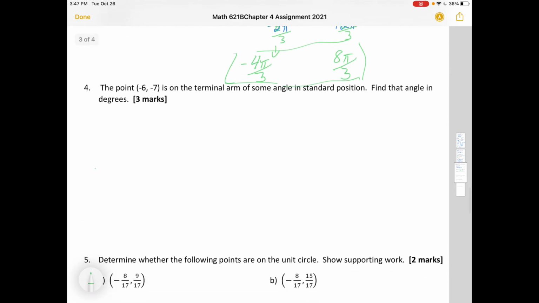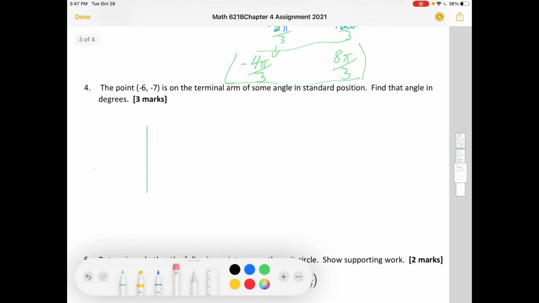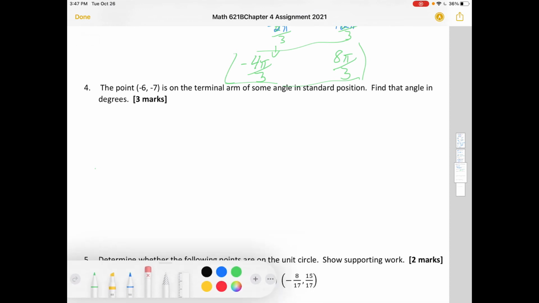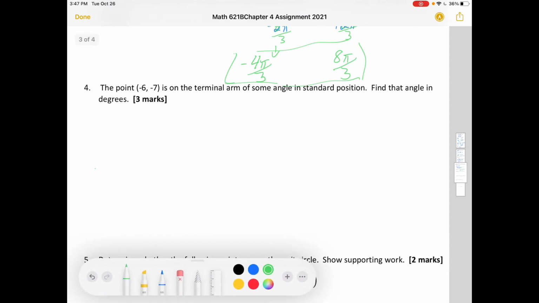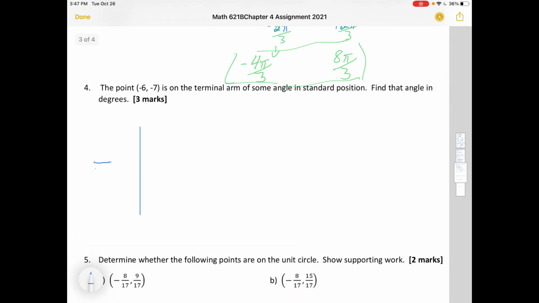Number 4, the point -6, -7. Maybe I'll go back to blue. I think that shows up a little better. Here we go. -6, -7, like somewhere down here, is on the terminal arm of some angle in standard position. We just want to find what that angle is.